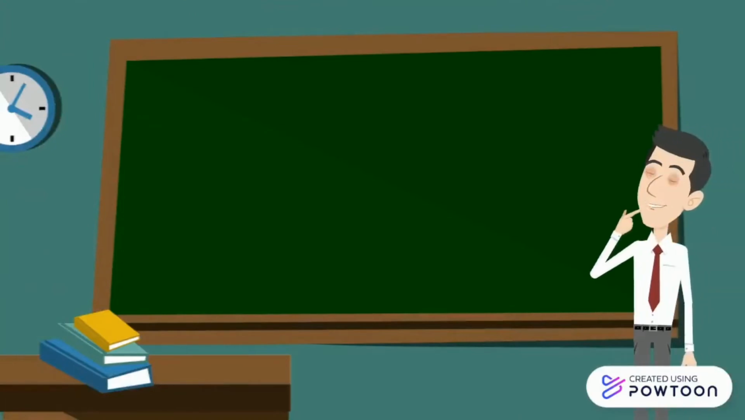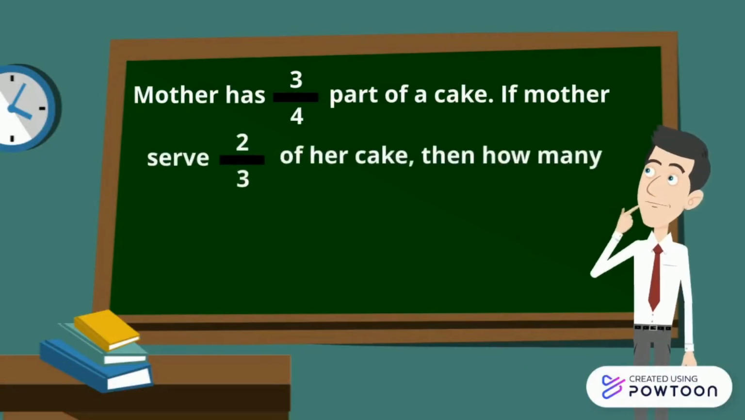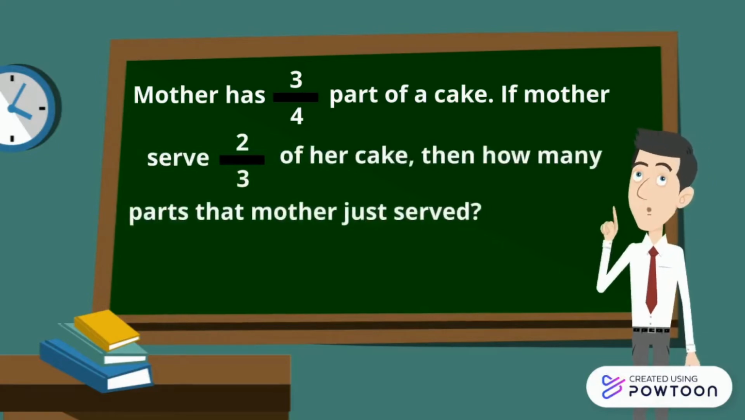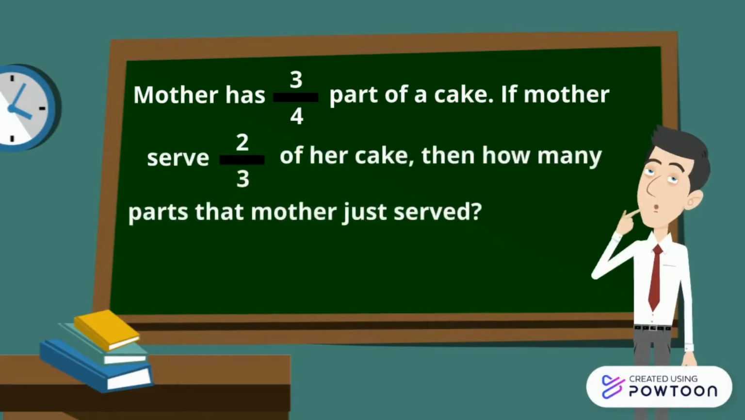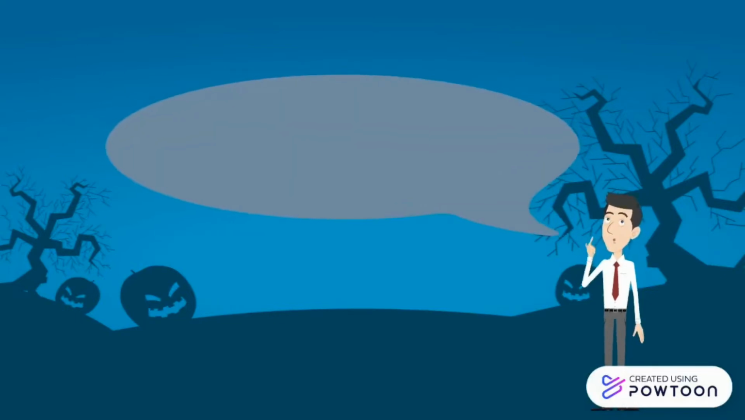Here is an example. Mother has 3 over 4 of a cake. If mother served 2 over 3 of her cake to her guests, then how many parts of a whole cake did mother just serve? The question asks us to find out how much 2 over 3 part of 3 over 4 is. To find it, we have to multiply 3 over 4 with 2 over 3.